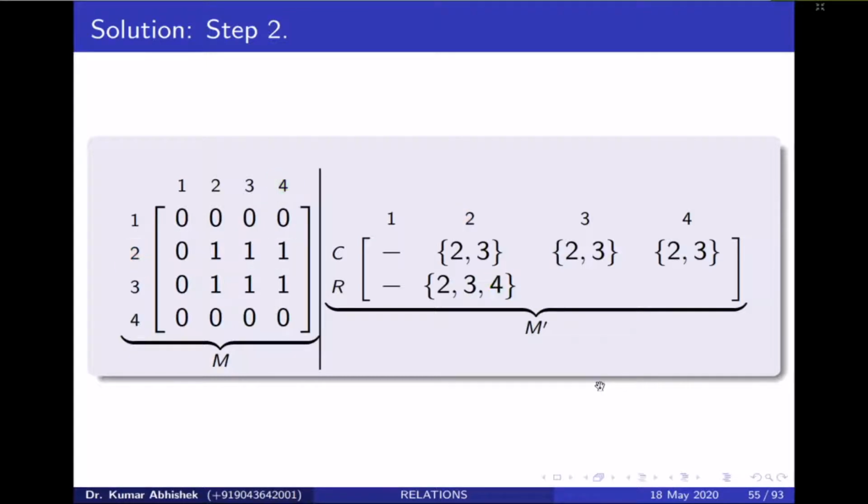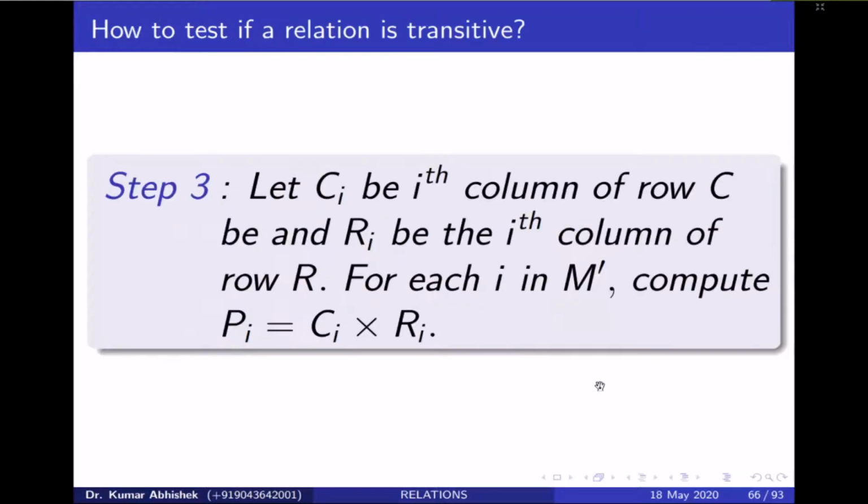Likewise, we fill the entries for row 3, and we have recorded the positions where non-zero entries appear along row 3. Along row 4 all the entries are 0, so that position is left blank. So we have constructed the matrix M dash in accordance with the rule specified. Once this has been done, we move on to step 3.